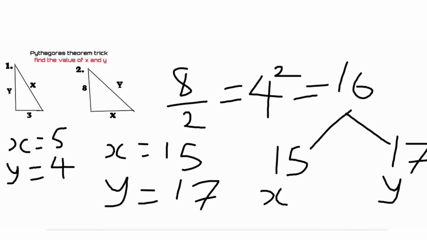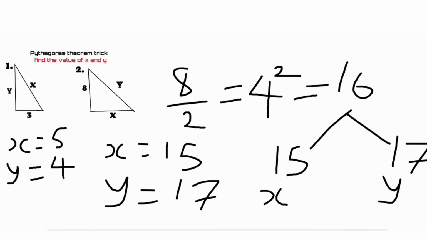So that's how to solve for the value of x and y. If it is an odd number, first and foremost, you square before you divide by 2. But if it is an even number, you divide it by 2 before you square the number, and find the two consecutive numbers that will be in line with the Pythagoras theorem.